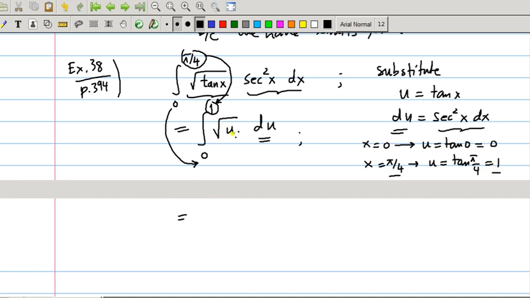What is u? This is u to the power 1 by 2, from 0 to 1. Square root of u is this. And if I integrate, it becomes u to the power 1 by 2 plus 1 divided by 1 by 2 plus 1, which is 3 by 2. And I have to use the limits from 0 to 1.